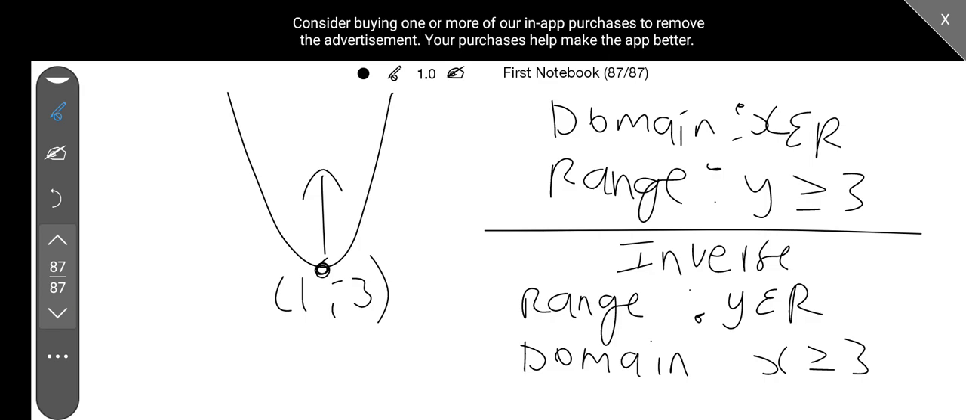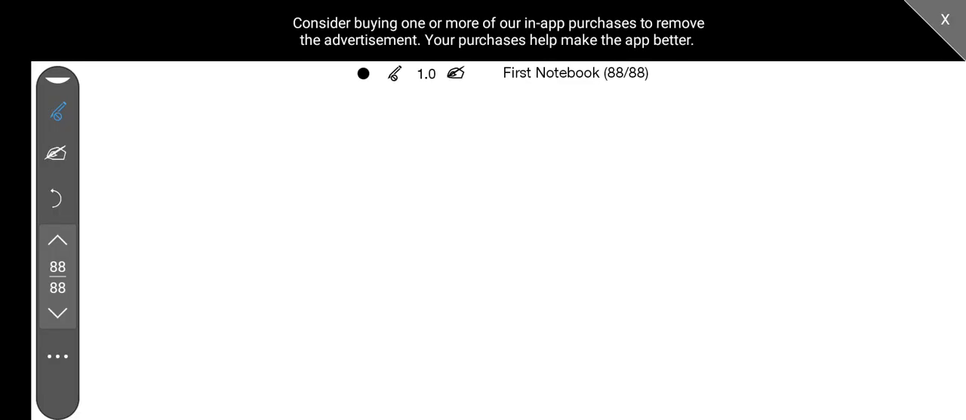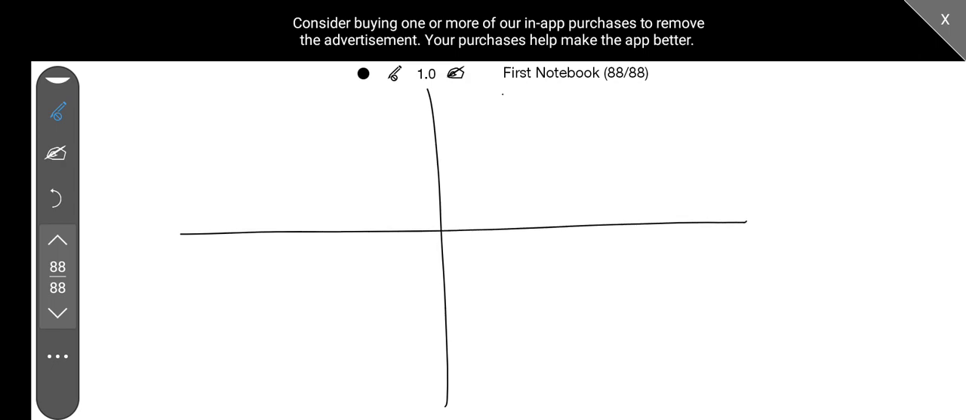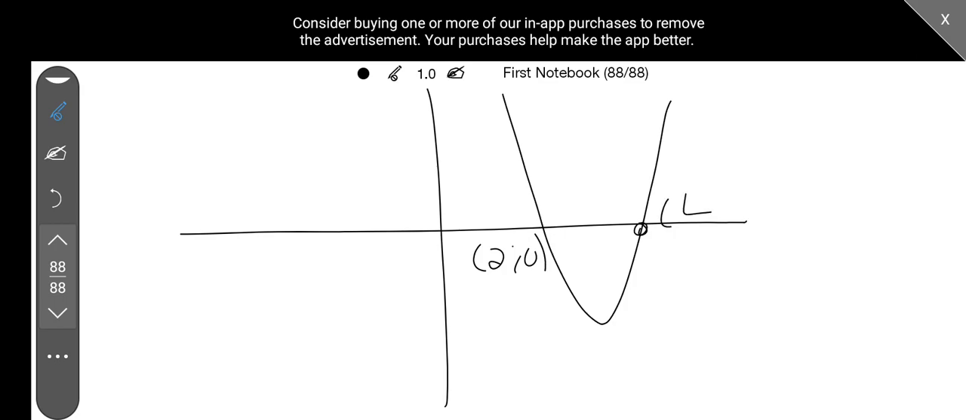I never showed you how we can draw a graph of the inverse. So suppose we are given the graph, which is like this. Let's say here we have the point (2, 0). Here we have the point (4, 0). Okay, and then here we have the point, it's just a rough thing, (3, -2).